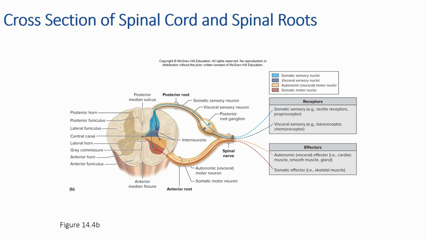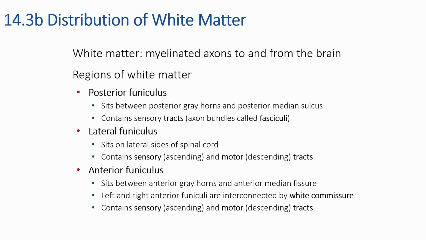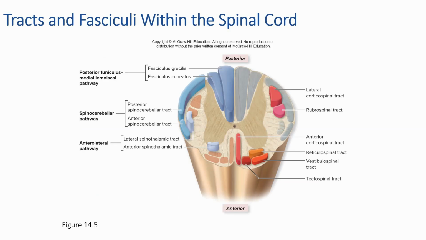The white matter of the spinal cord is divided into sections. We have some fairly big sections called funiculi: the posterior funiculus, the lateral funiculus, and the anterior funiculus. The posterior is mostly containing sensory tracts. The lateral funiculus contains both sensory and motor, and then the anterior contains both sensory and motor. Here you can see the funiculi and the tracts within them.